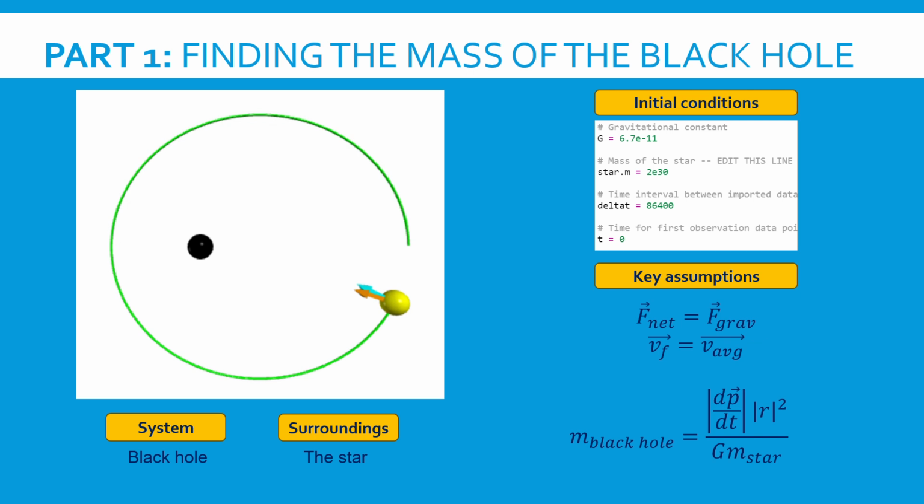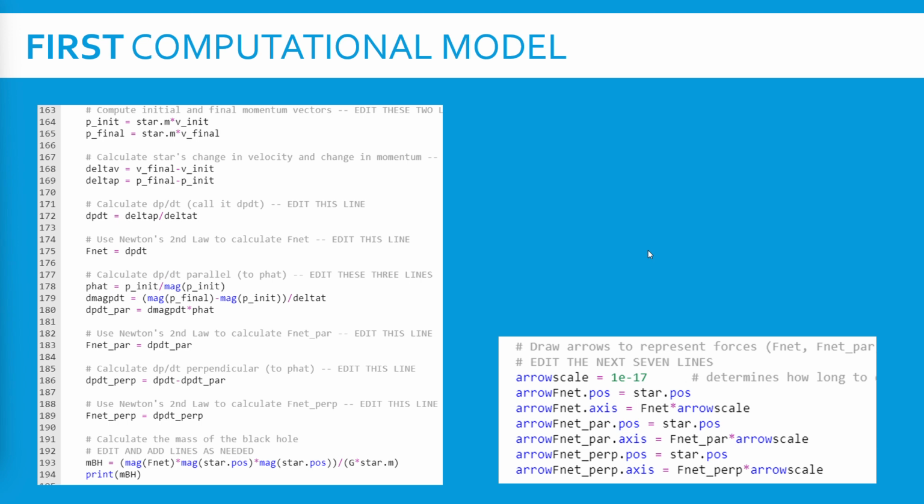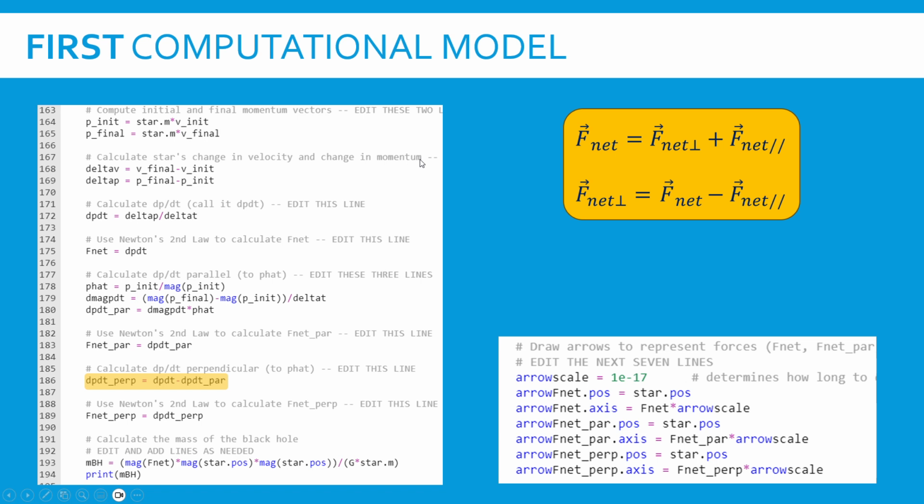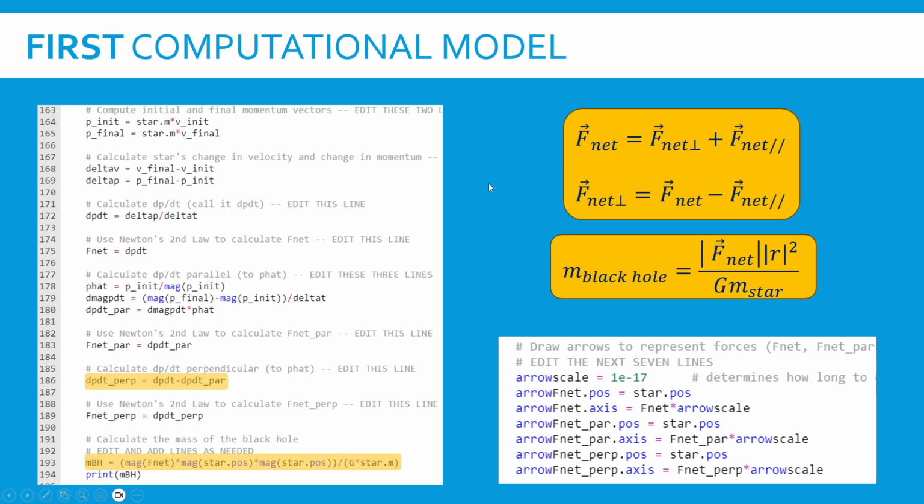Also, we can rearrange the universal gravitational force to isolate and obtain the mass of the black hole for each point in time. For this part of the coding, we filled in the definitions of momentum. So basically, all of this block right here is momentum in order to get the values that we need. Because F net is the sum of F net perpendicular plus F net parallel, we can rewrite F net perpendicular as F net minus F net parallel, which we have written right here in the code. And also we have the mass of the black hole, for which we used the formula that I mentioned before.